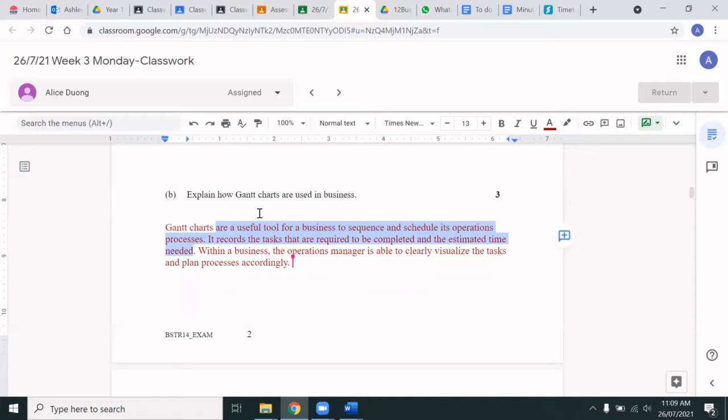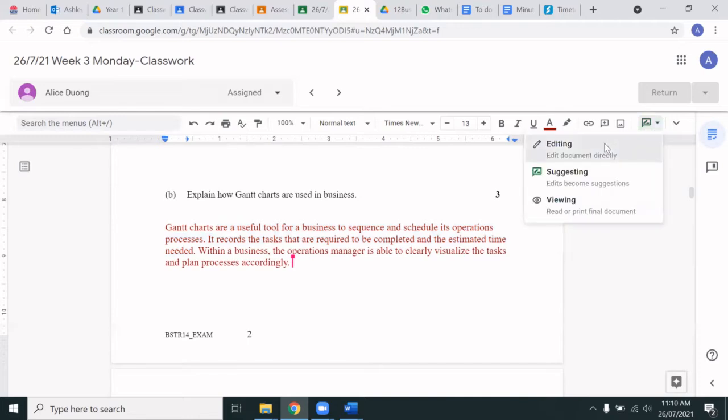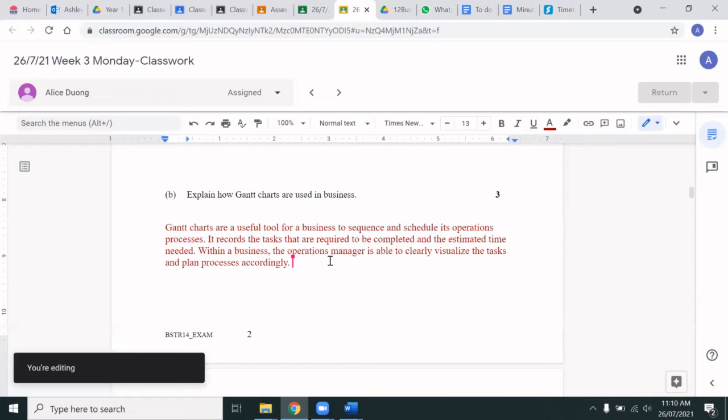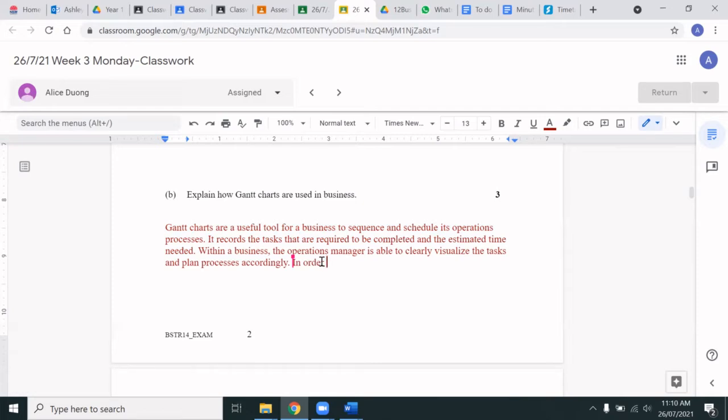So the question is explain. Why do you want to use Gantt charts? So you're sort of being able to do this a little bit. This first bit's not. It's just a definition. Within a business, the operations manager is able to clearly visualize the task and plan accordingly. Let me see if I can edit this. So in order, sorry, let me go and change that again.